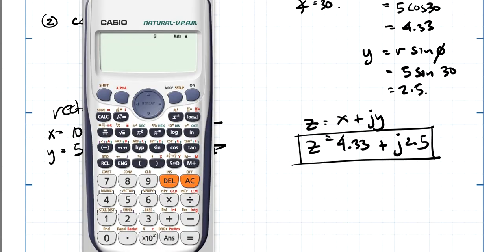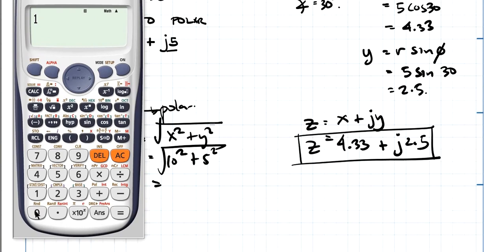10 squared is 100 plus 25, and we take the square root of this. What we get is 11.18.